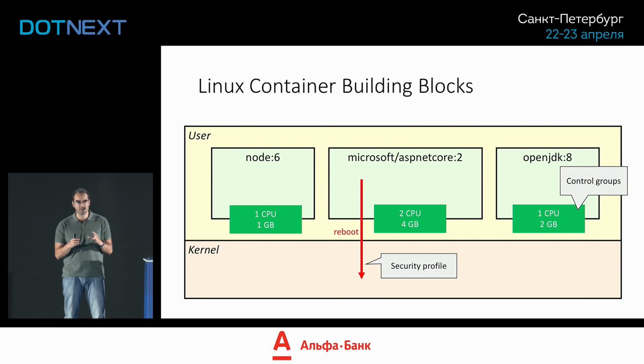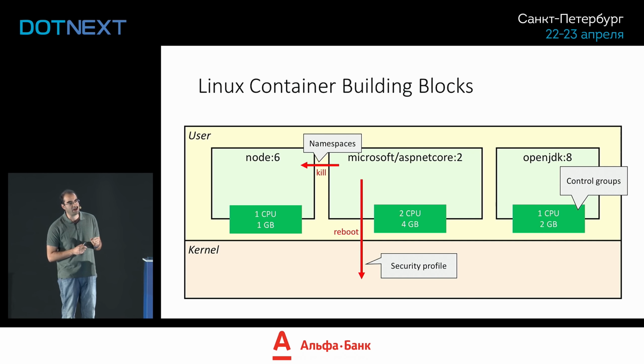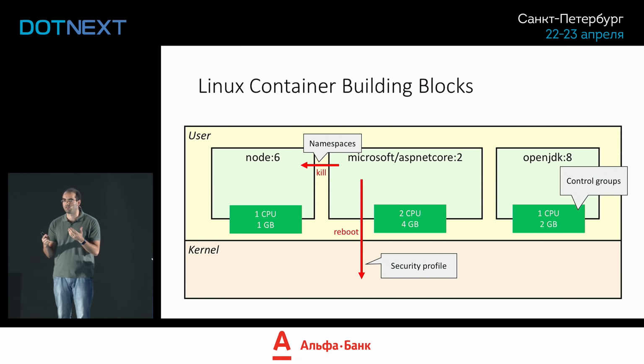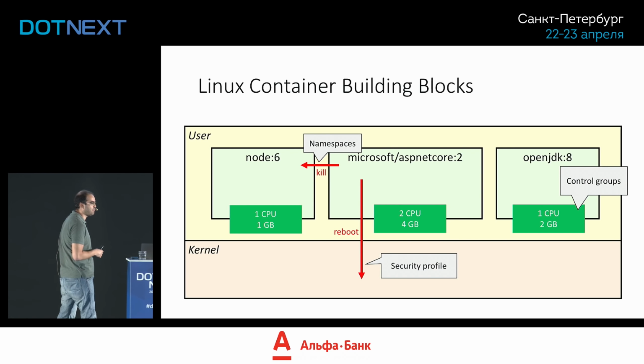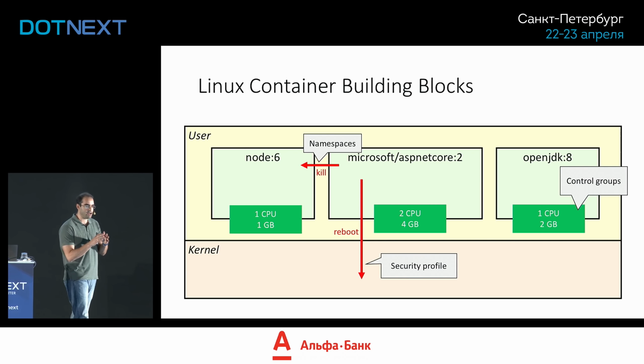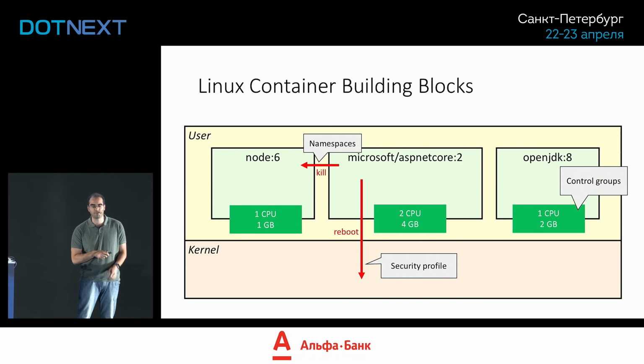The third thing you want to restrict or prevent is to isolate containers from each other so they can't see each other, they can't interfere with each other. Like maybe kill a process which belongs to another container. Sounds like a bad idea. So that is something we can prevent using namespaces, which is a kernel mechanism that isolates containers from each other.